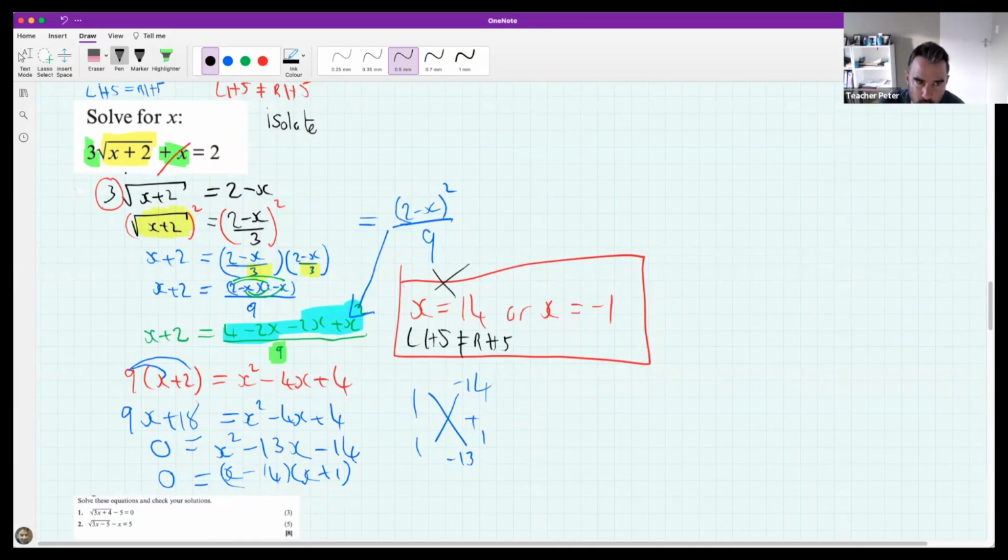What about minus 1? Okay, minus 1 plus 2 is 1. Square root of 1 is 1. 3 times 1 is 3, plus minus 1 is 2. This works. And so that is a valid solution.